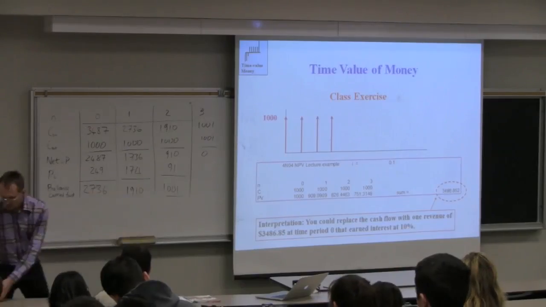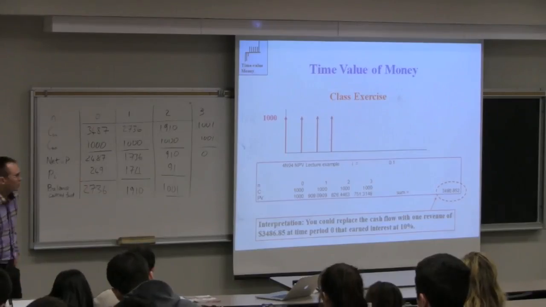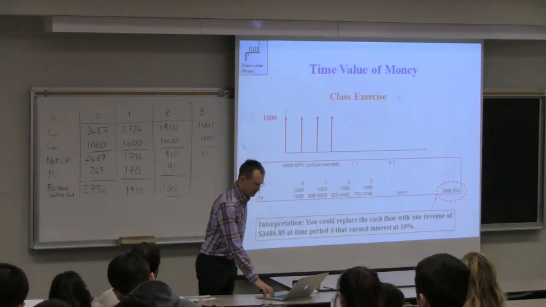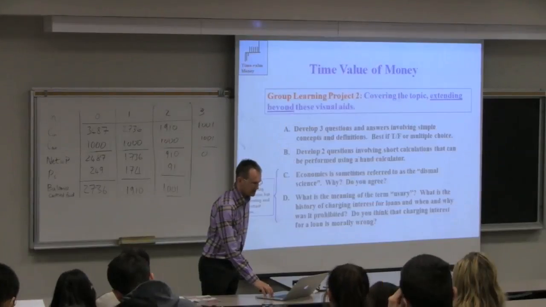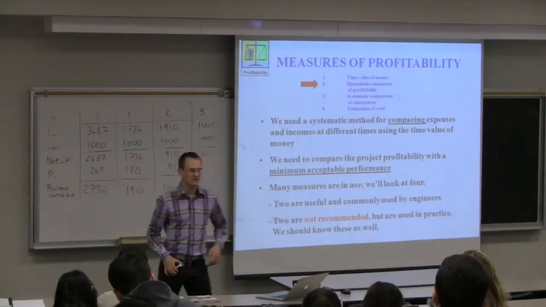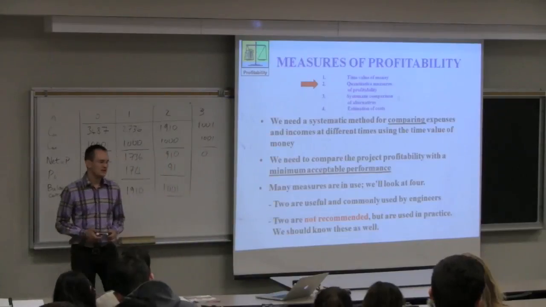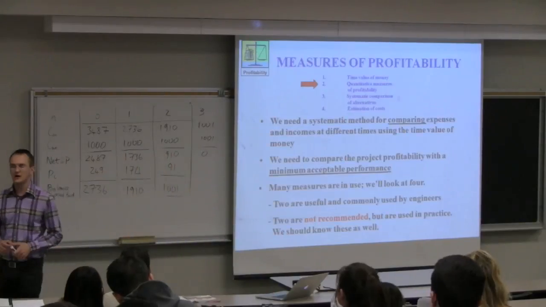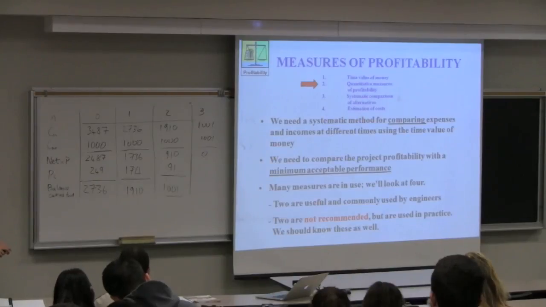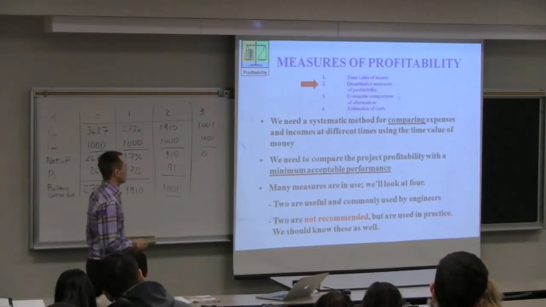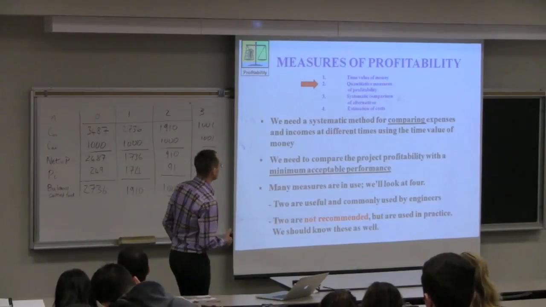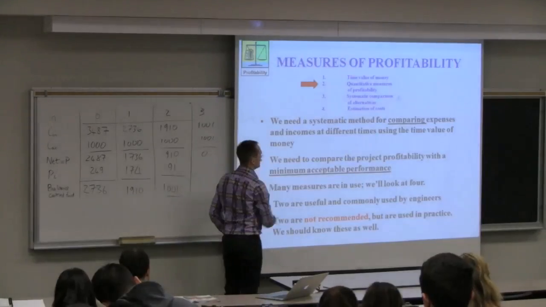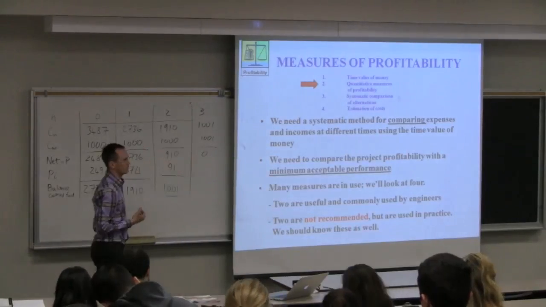Okay, so today's class then, what we're going to do is we've looked at the past 2-3 days, the time value of money. Where we're heading to next is to understand profitability measures. And this is going to lead up into being able to make decisions between alternative investments. So we're going to use these profitability metrics to help make these comparisons later on. So what we require is a systematic way of comparing expenses. That's what we're after.